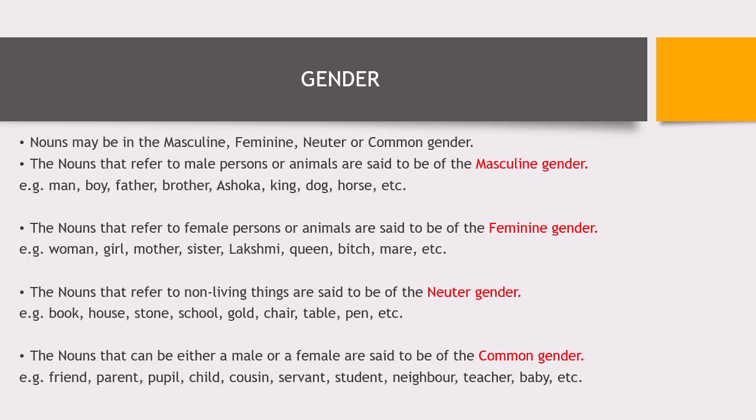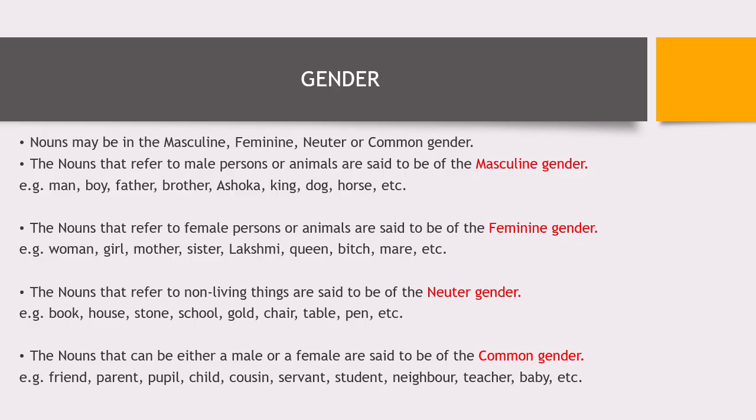Gender. Nouns may be in the masculine, feminine, neuter or common gender. The nouns that refer to male persons or animals are said to be of the masculine gender. For example, man, boy, father, brother, Ashoka, king, dog, horse, etc.